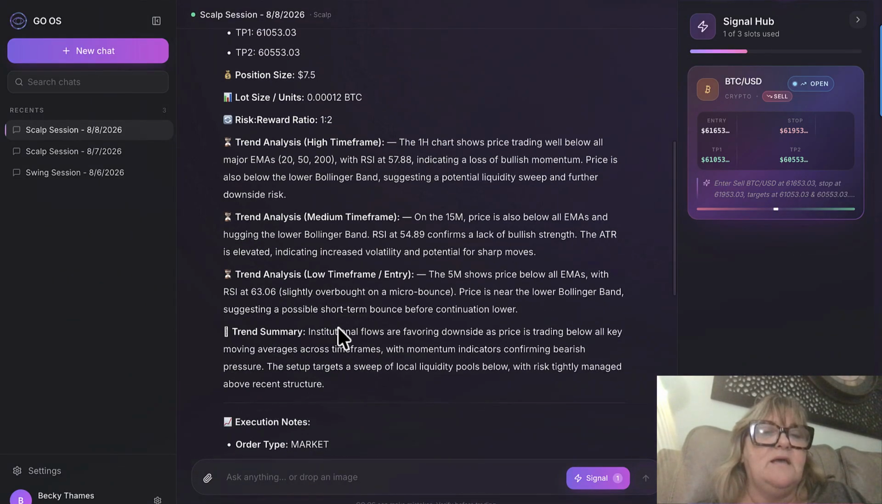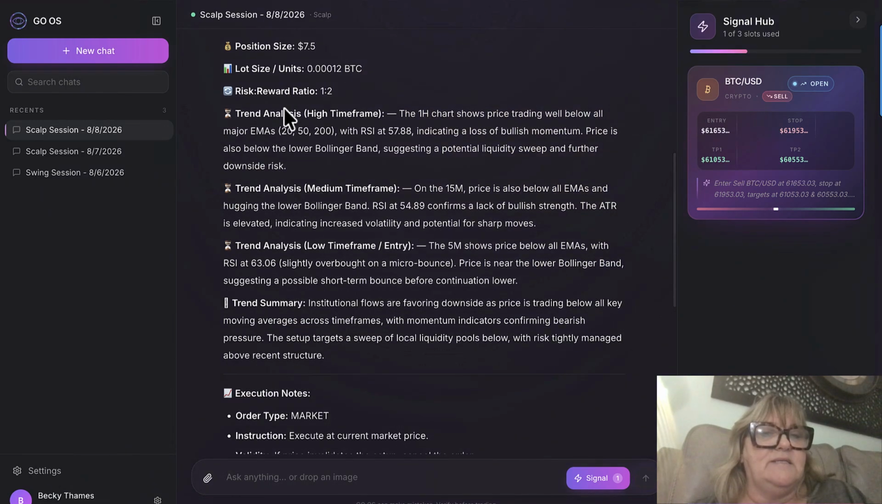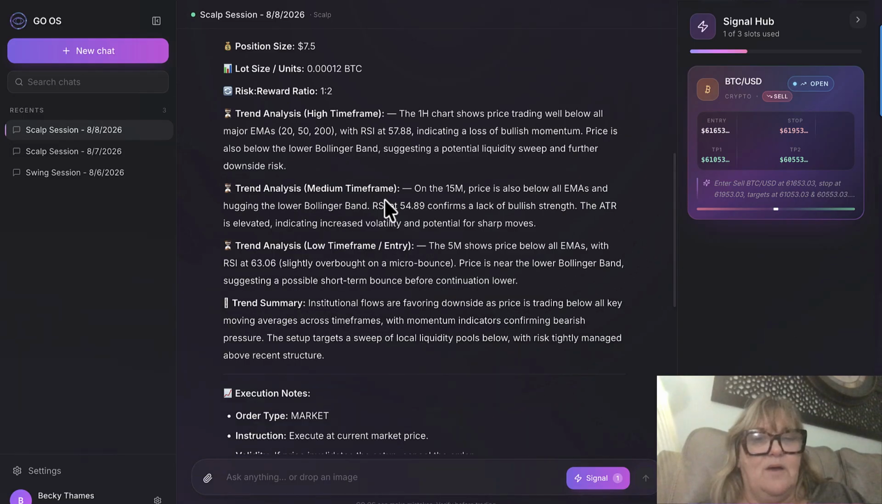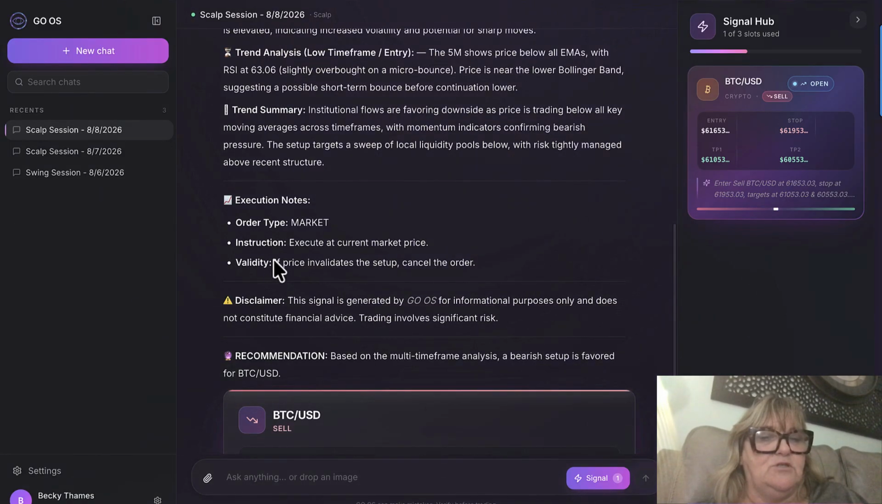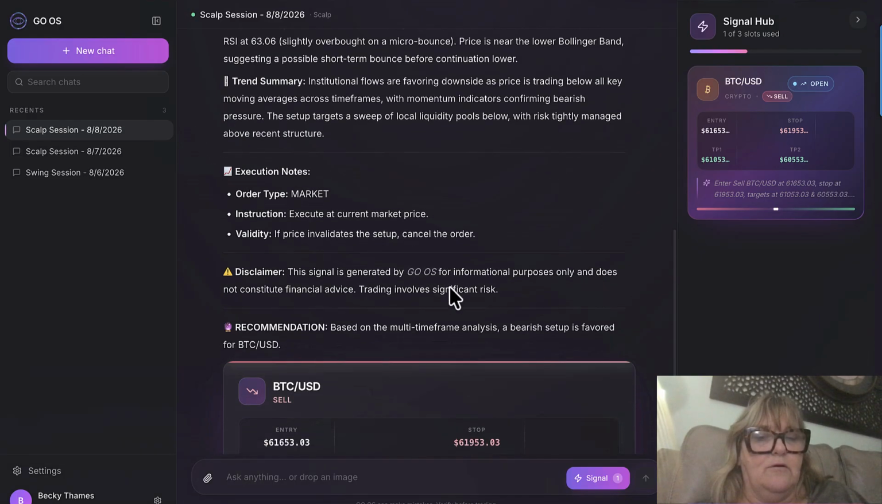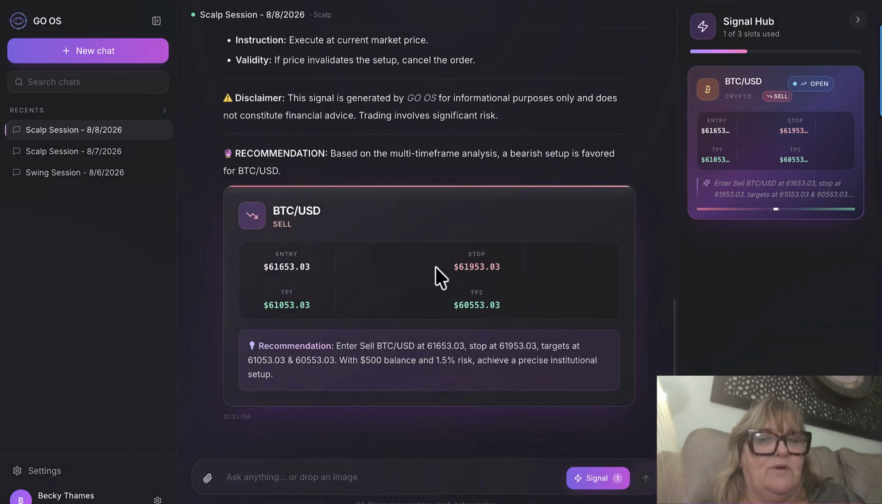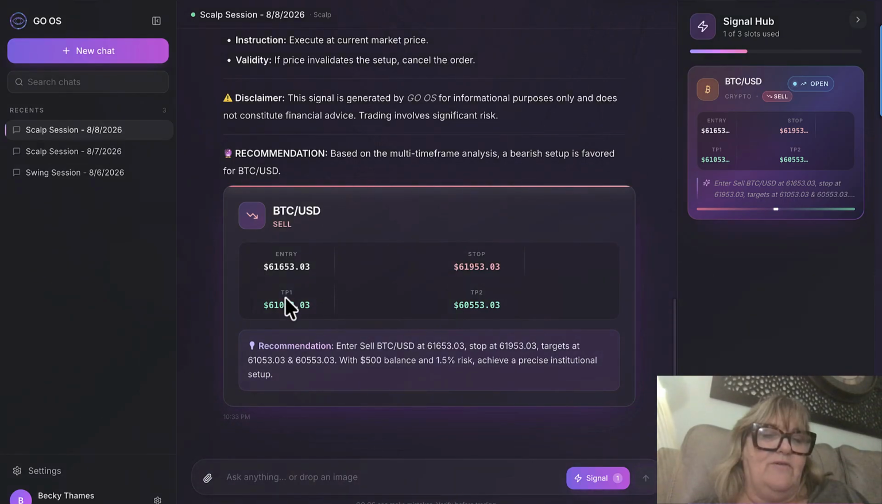And so then you scroll down, and it tells, hey, we did a trend analysis on a higher time frame, a medium time frame, and a lower time frame, and this is why we're suggesting. It tells you the validity. It tells you to check if price invalidates the setup, then you cancel the order. And so this is a summary of what it tells you to do. You're going to enter right here, you're going to get out right here, and you're going to take profit here or here.